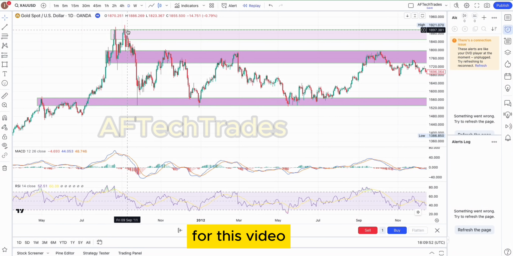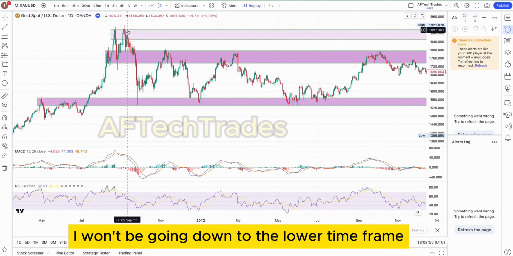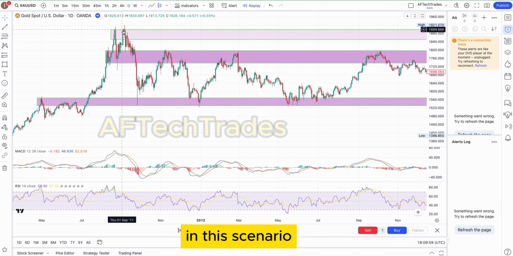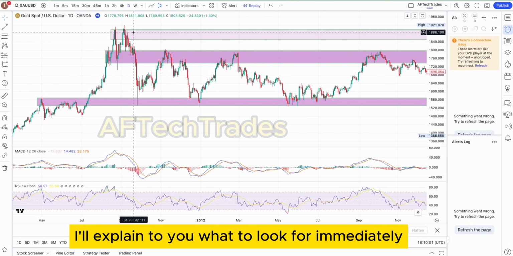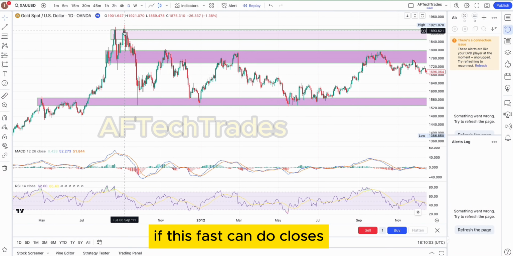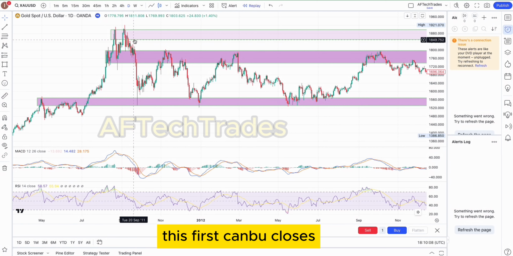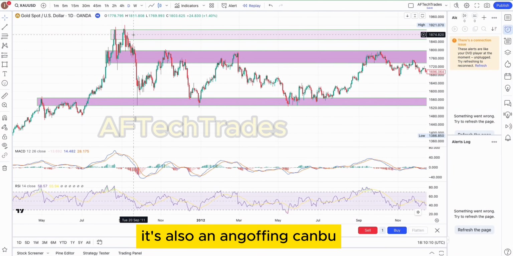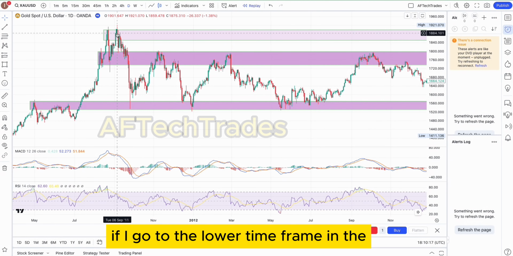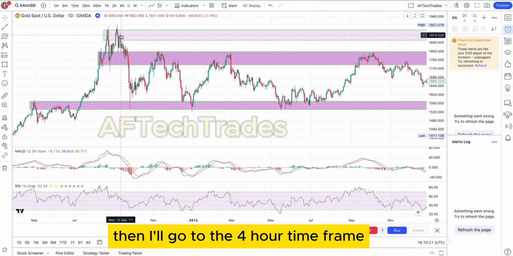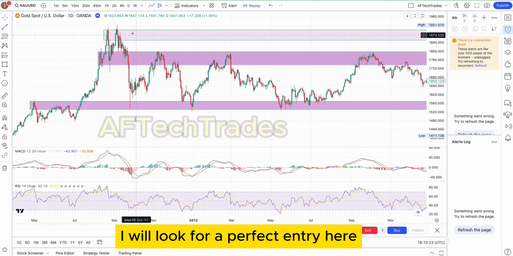In this case, for this video, I won't be going down to the lower time frame, but I will explain what to look for. Immediately this first candle closes, in this case, it's also an engulfing candle. So now that it closed, if I go to the lower time frame, because I'm on the daily time frame, then I'll go to the 4-hour time frame. I will look for a perfect entry here.